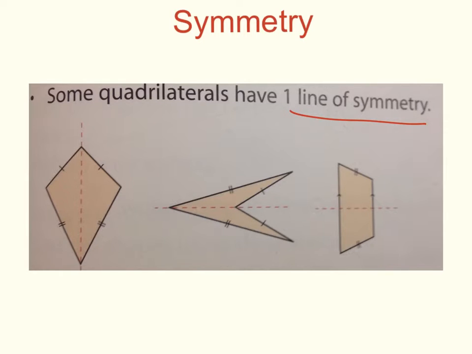So when you think of symmetry, think about folding something, a shape maybe, in half, and if it lines up perfectly, then it's symmetrical. But if it doesn't line up, then that's not a line of symmetry.